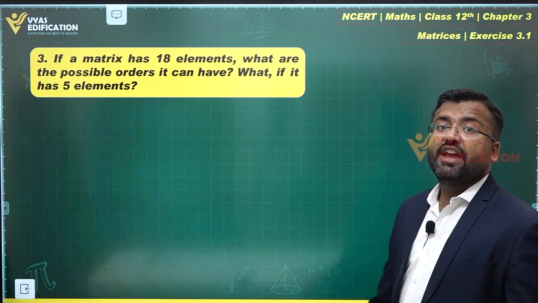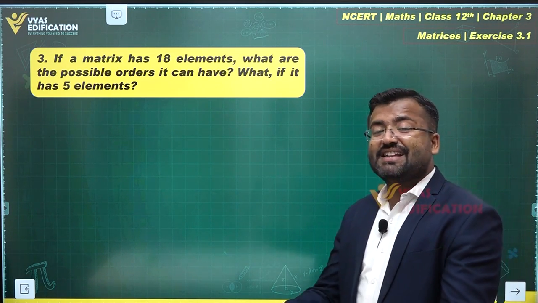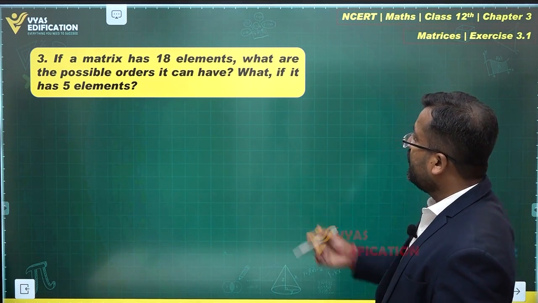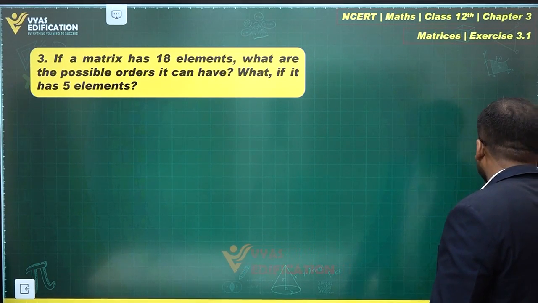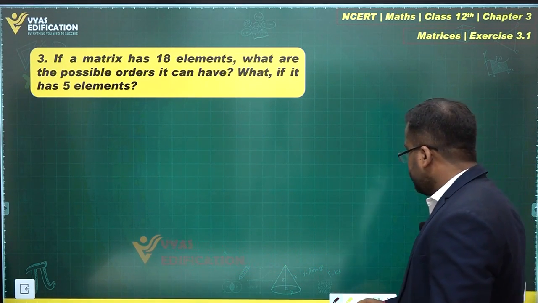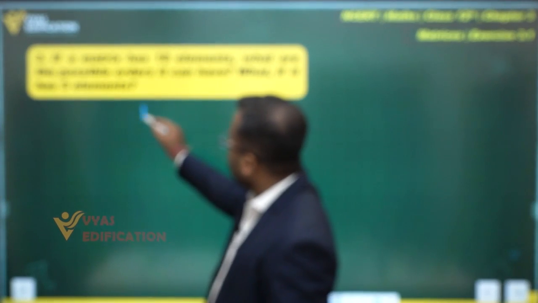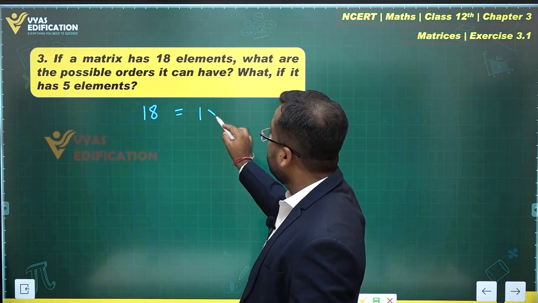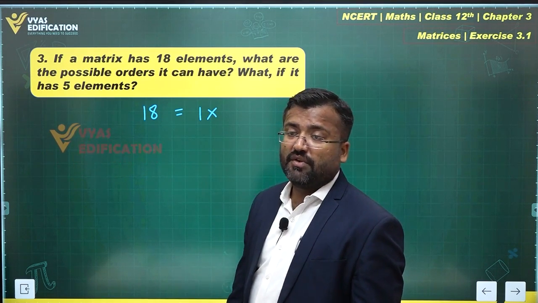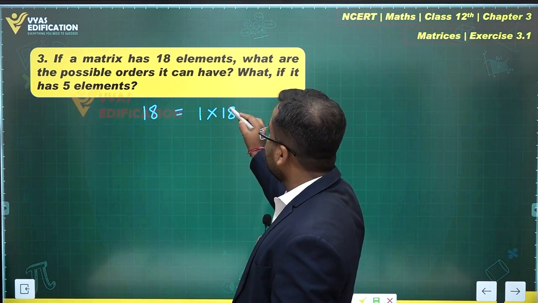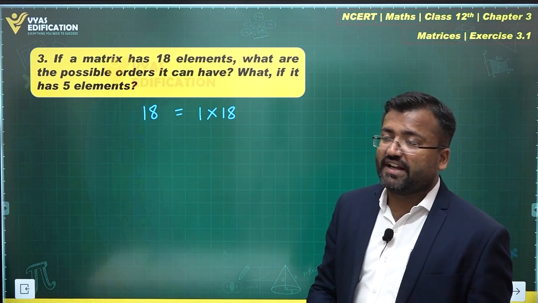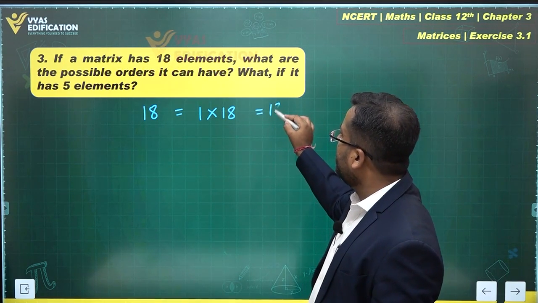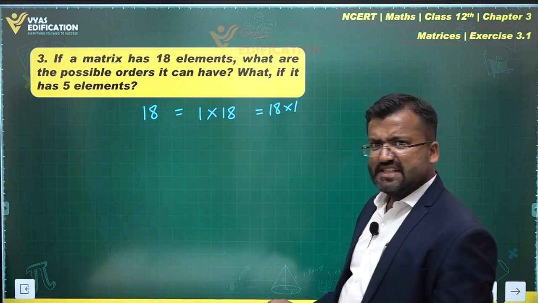Okay, pretty interesting. 18 elements. So let's factorize 18 and see what are the possible orders it can have. We'll try to factorize 18, right? So 18 can be factorized as 2 natural number factors. In terms of 2 natural number factors, 18 can be written as 1 by 18, yes, or it can also be written as 18 by 1, yes, right?